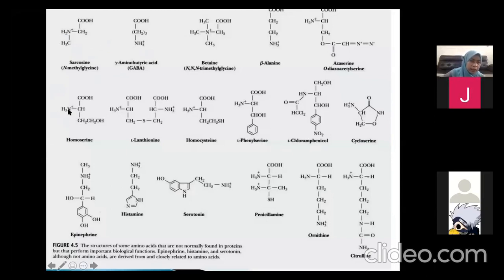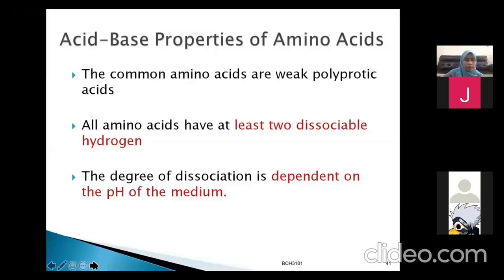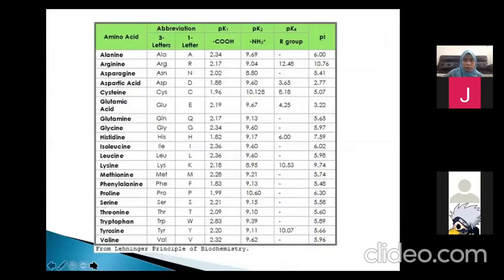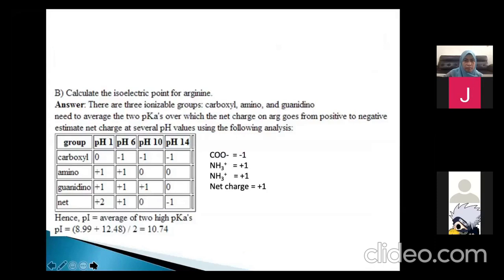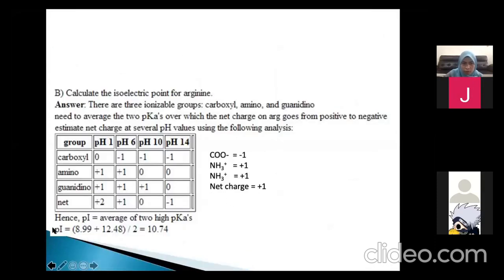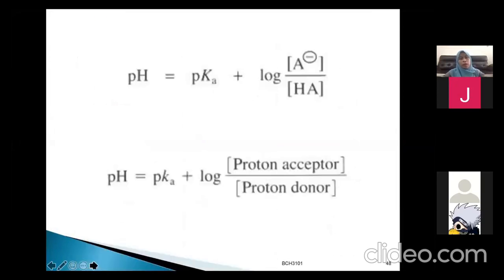They still have amino group, chiral carbon, and carboxyl group. If you look at the R group, they are really different from the ones that we have in the 20 common amino acids. So acid-base properties we have covered, and then this also, what happened to this? Oh, this is yesterday's.